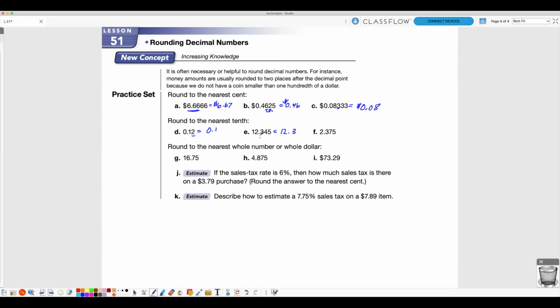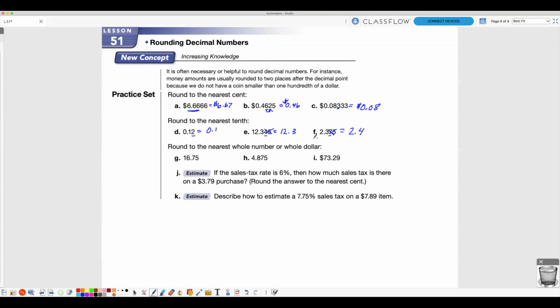That'd be 12 and 3/10 because 4 is less than 5, and those just disappear after you're done with recognizing that information. And then letter F, 2 and 375 thousandths. Letter F, you should have 2 and 4/10 because this is a 3. 7 is greater than 5, so you have to bump this number up and then get rid of those 2 digits there.